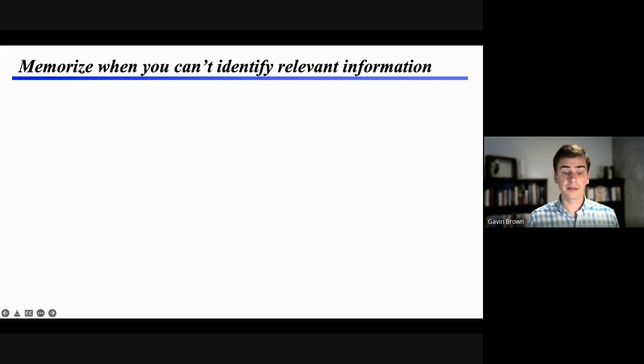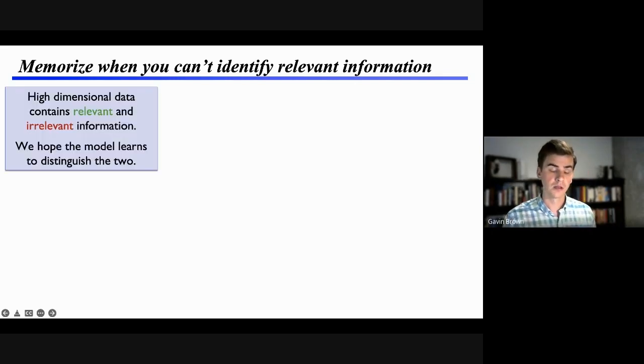Let's talk about why this might happen, and then I'll show you an example task on which such memorization is required. High-dimensional data, such as images or text, contains both relevant and irrelevant information. Even if we, the algorithm designers, can't say exactly which is which, we hope that our training process will produce a model that distinguishes the two.